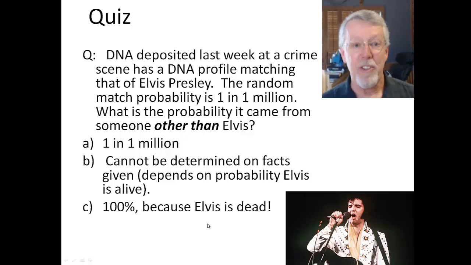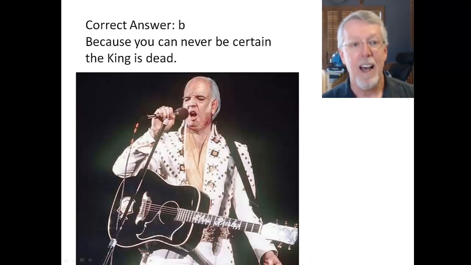But notice what's happening here is that your conclusion about the probability it came from someone other than Elvis is not depending at all on the DNA statistics. It's depending on whether you think Elvis might be dead or not. That's what determines whether answer B or C is correct. I actually think the correct answer is B, because you can never be entirely certain that the king is dead.